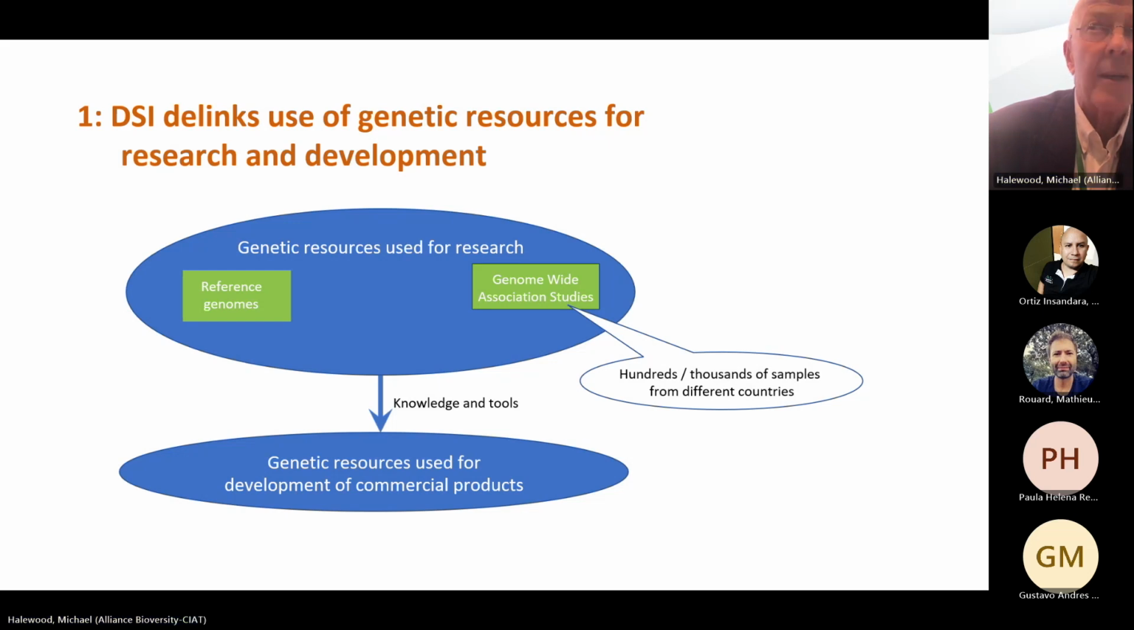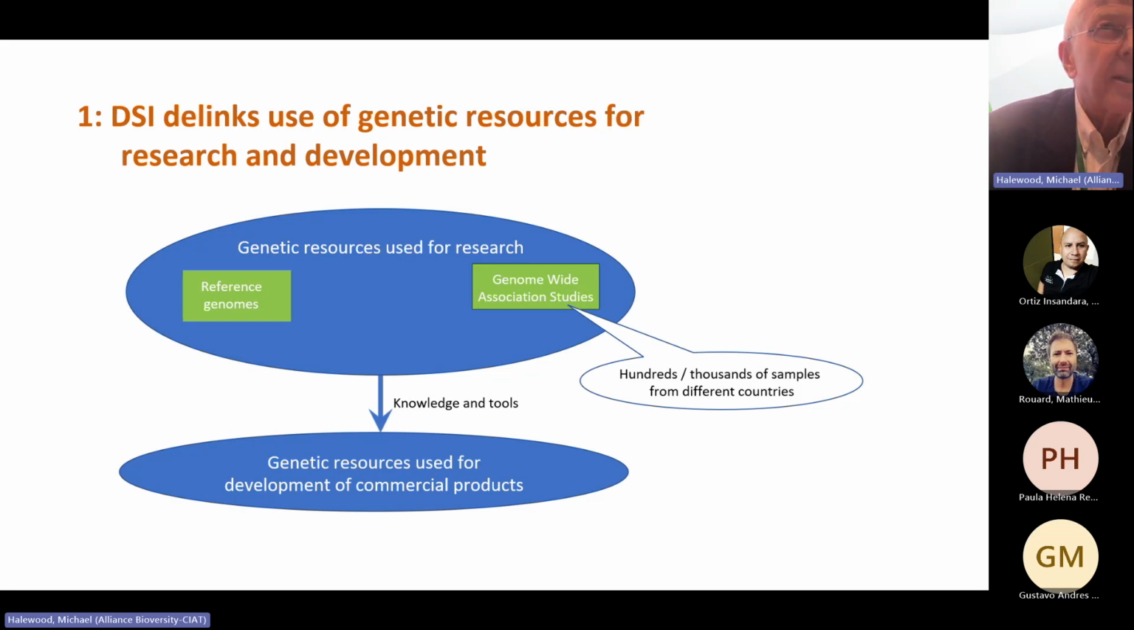So we've already talked about reference genomes being enormously valuable, a very small number of genomes that contribute disproportionately to our knowledge of crop diversity, and genome-wide association studies where you take hundreds or potentially thousands of samples from different countries. And if you base your benefit sharing just on that small proportion of the gene pool that goes into making a commercial product, well, that's really not fair or equitable, doesn't recognize the contribution of all those countries that have contributed their genetic resources on which you've based your knowledge.